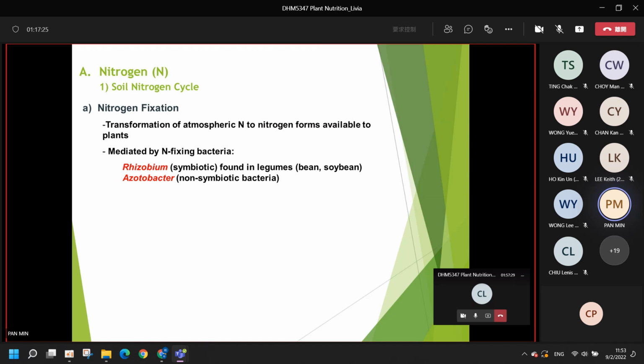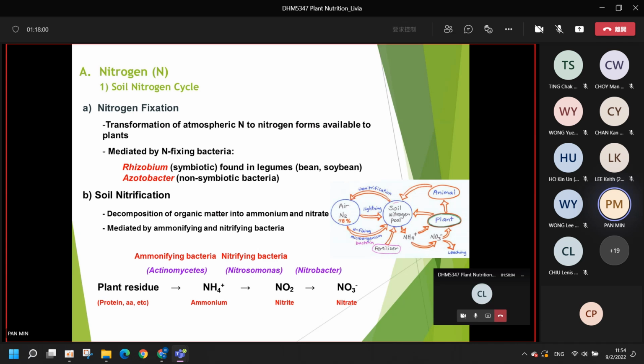For example, rhizobium is very important. We always say it has a symbiotic effect with the legume, helping to form the nodule with the legume to transport the essential nitrogen for nitrogen fixation. And azotobacter, another non-symbiotic bacteria, can help the plant with nitrogen fixing in the soil. And soil nitrification.